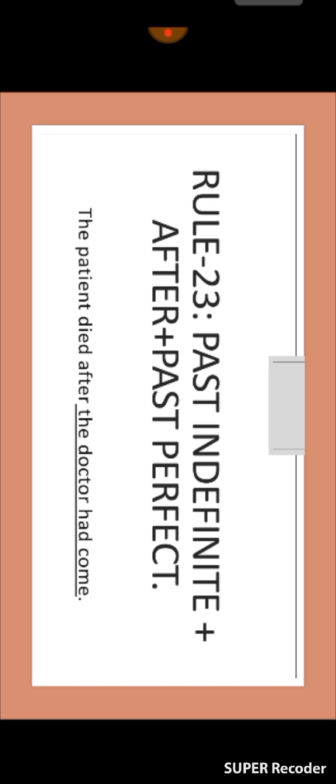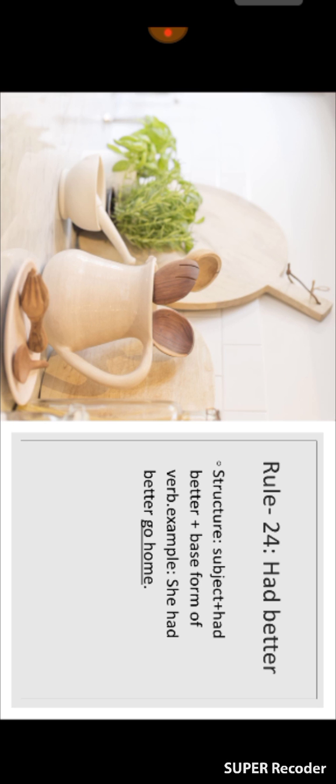Okay, students, move on to the next rule. Rule 24, had better. If you find had better in any sentence, you should use base verb after had better. Okay, what would be the structure of this kind of sentence? Structure: subject plus had plus better plus base form of verb.